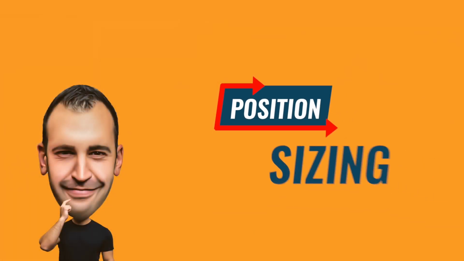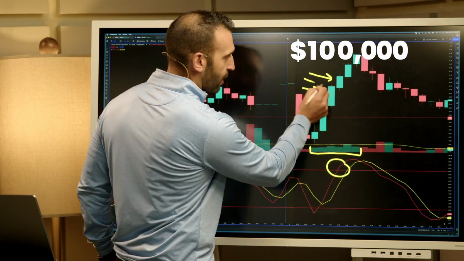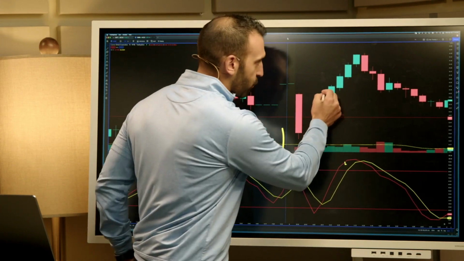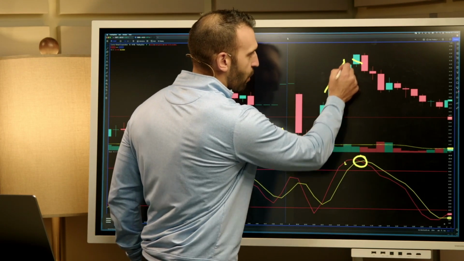So if I have, for example, $100,000 to put into a trade, I am going to put in $100,000 when I enter this trade. Therefore, when it makes its run and it starts to turn and its stochastic starts to tip, I made all of the money that I want to make on this trade running to the top.